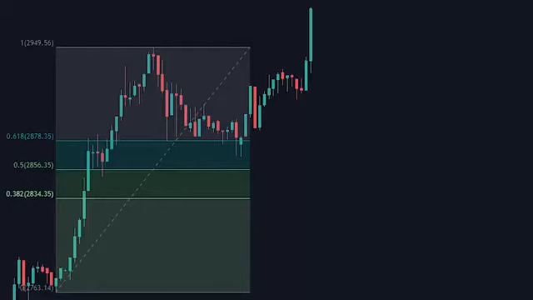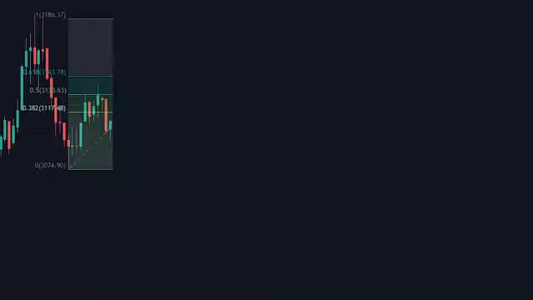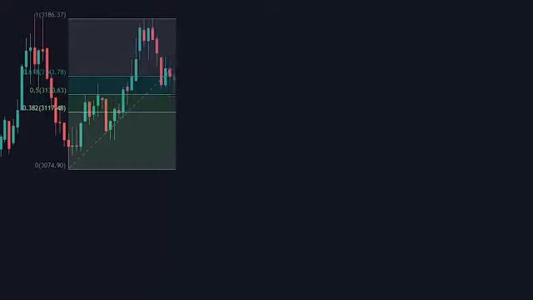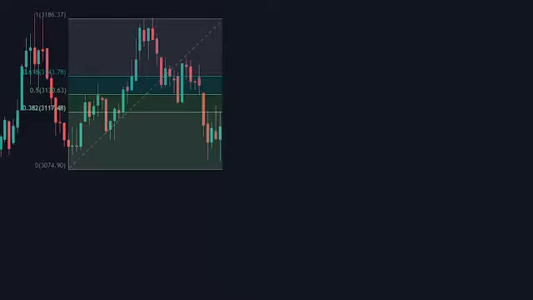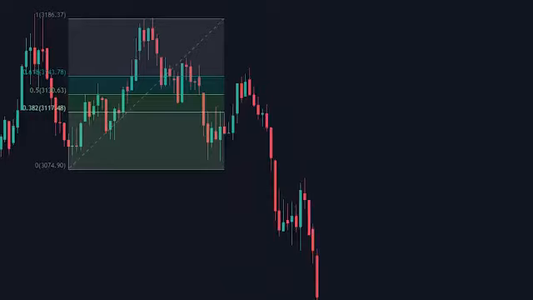Let me show you an example of a strong pullback. So as you can see here, we set our points to the highest high and the lowest low. Then we can see the price moves upwards, then has a pullback under the 0.382 line, which we consider a strong pullback. We can predict that after the price has a strong pullback, it'll start to move sideways or reverse in the opposite direction. And just as we predicted, the price starts to fall hard.